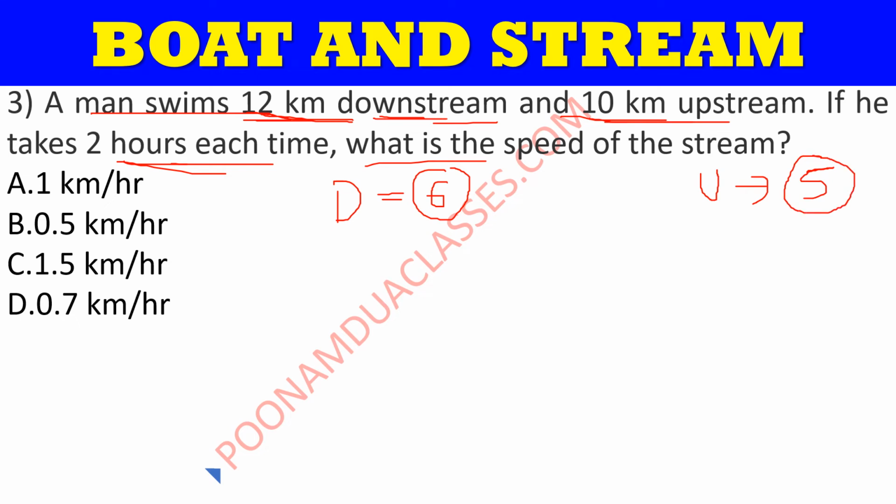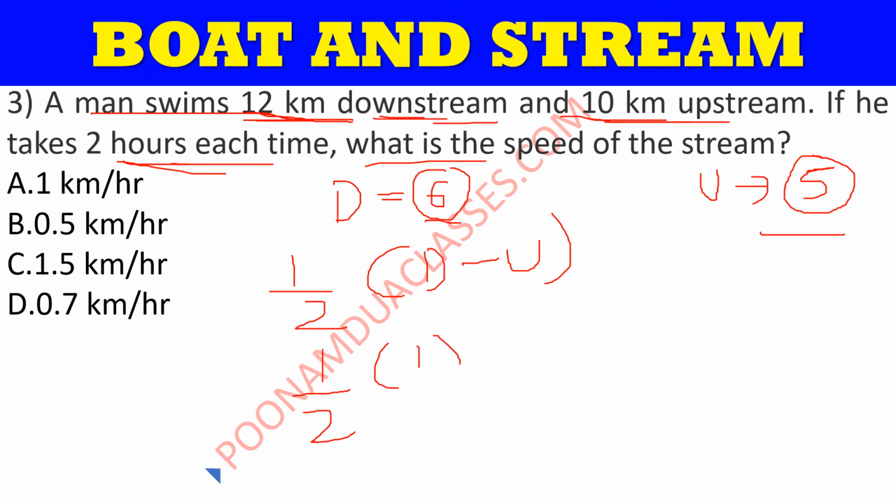अब देखिए स्पीड ऑफ द स्ट्रीम का फॉर्मूला क्या था, हमने अभी समझा था थोड़ी देर पहले. हाफ ऑफ द डाउनस्ट्रीम स्पीड माइनस अपस्ट्रीम स्पीड. अगर हमें स्पीड ऑफ द बोट निकालना होता है तो हम प्लस करके हाफ करते हैं, लेकिन स्पीड ऑफ द स्ट्रीम निकालना होता है तो माइनस करके हाफ करते हैं. तो यहाँ पर हमारा आंसर होगा हाफ ऑफ 6 minus 5, that is half of 1. Of course it will be 0.5. Option B will here be the right answer.